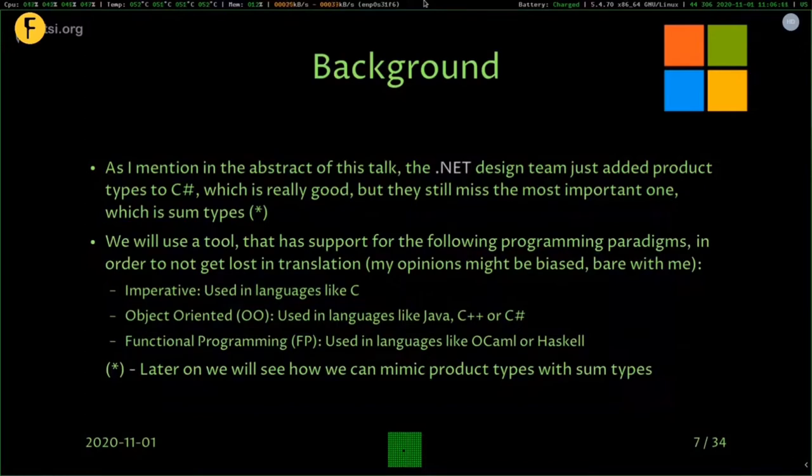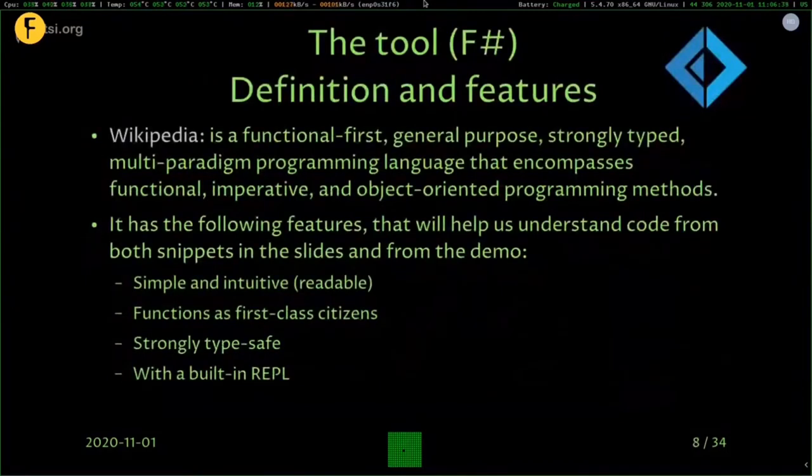Just to ensure that we all know what the different definitions are: imperative code is more or less what we do when we code in C. Object-oriented programming is more or less what we do when we code in Java, C++, or C#. Functional programming is what we mostly do when we code in OCaml, Haskell and F#, as we will see in a bit. The reason I choose to show this in F# and not in Haskell is that we can showcase the three paradigms in F#. We will not be able to do that in Haskell because Haskell is a pure functional programming language. This is why I choose to use F#.